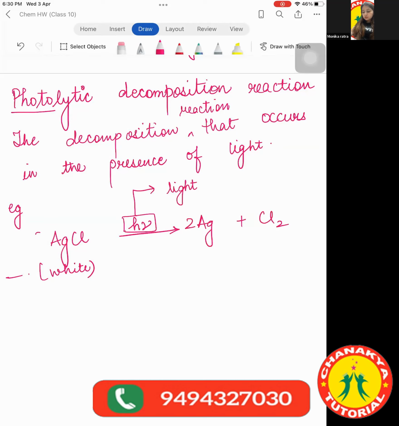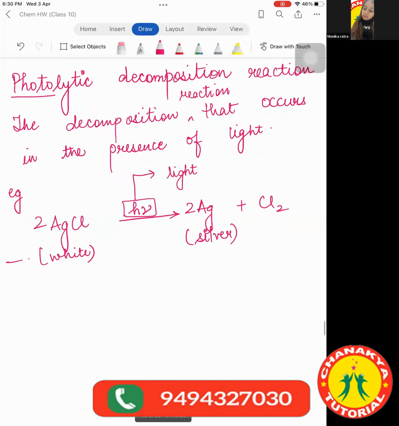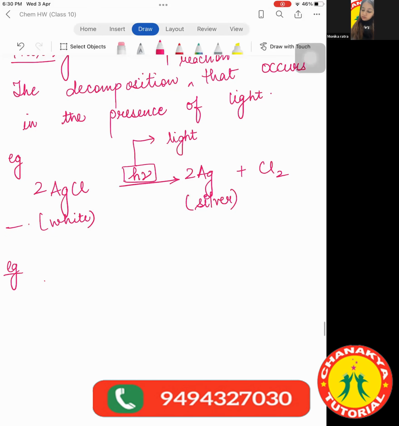We can balance it also. This Ag is silver in color because it is actually silver, which has a color silver only. Similarly, another example for this is 2AgBr, which again in the presence of light gives us 2Ag plus Br2.